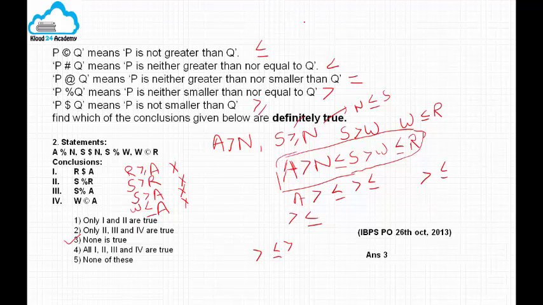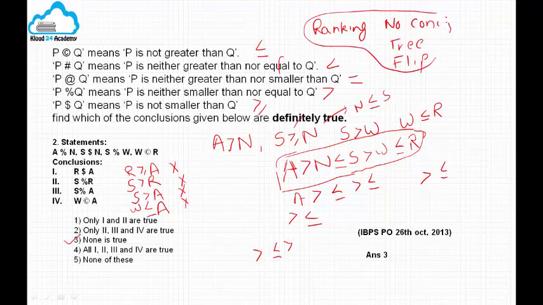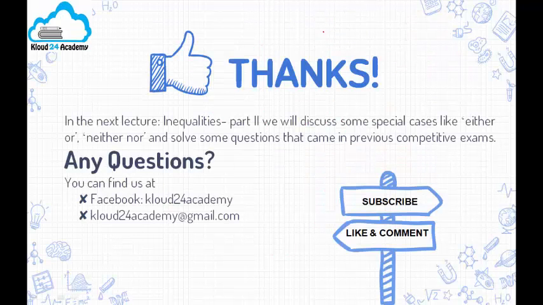So we have seen the rule of ranking, we have seen no conclusion or the enemy rule, we have seen tree formation and the rule of flip. So these are the concepts which we discussed. These are the basic concepts, and we are done with part 1. In part 2 we'll discuss some special cases like either or, neither nor, and we'll solve some questions that came in previous competitive exams. So we are done with part 1.